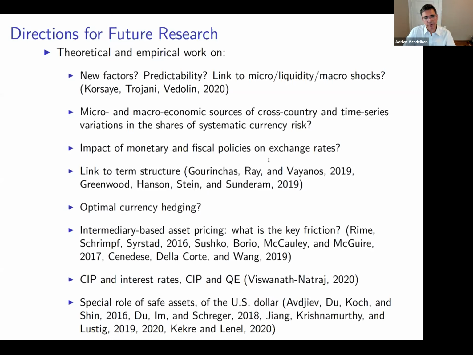So I'm going to stop here. The last thing I want to mention is the one that Nick is actually going to start with, this idea that there seems to be a special role for safe assets, and particularly the ones denominated in US dollars. It's a super hot topic right now, and it's a way to think about both the CIP evidence and the UIP deviations. There is something special about the US dollar that we can study in those frameworks.